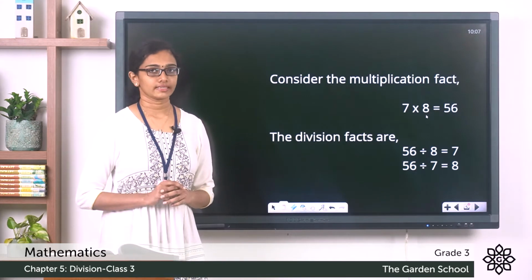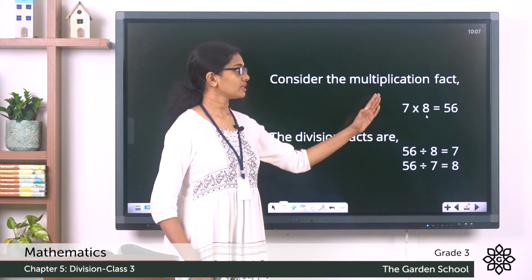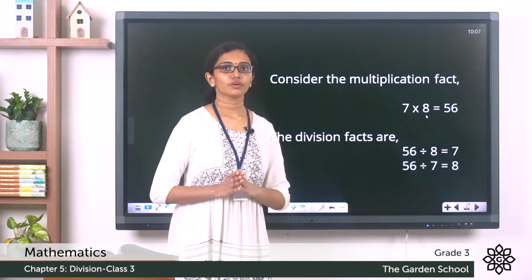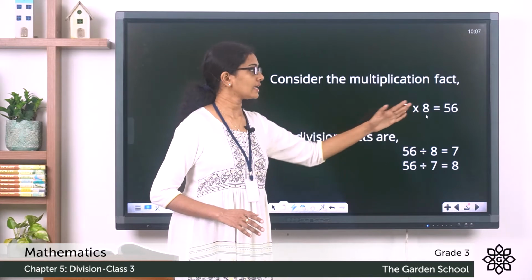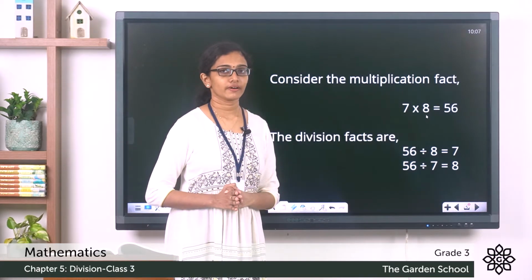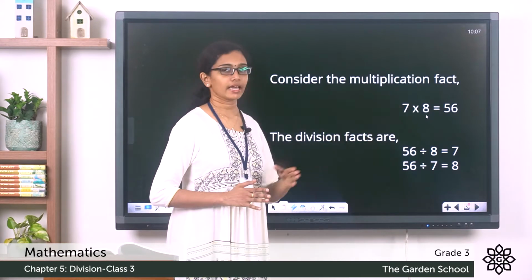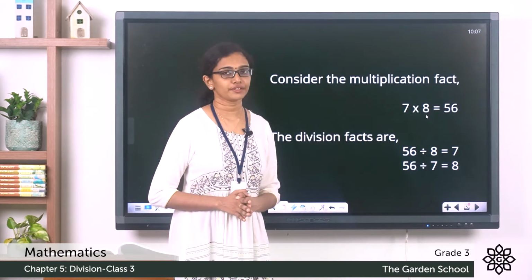Let's see one more example. Look at this multiplication fact here. 7 into 8 is equal to 56. 56 is a multiple of 7 and 8. So 56 can be completely divided by 7 and 8. 7 and 8 are factors of 56.